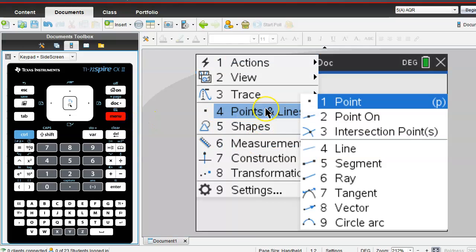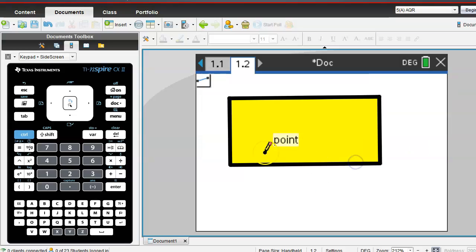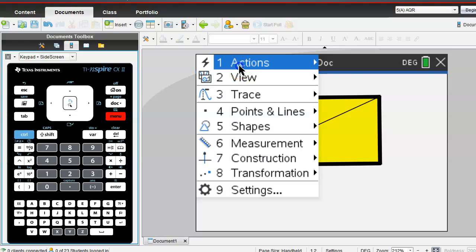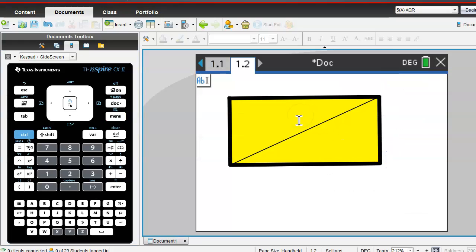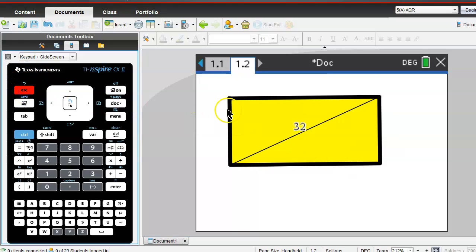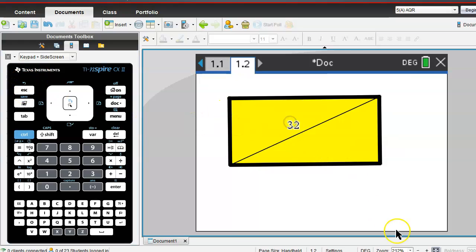So I'm going to go ahead and draw a diagonal here. There's my diagonal. And we're going to let that be 32 inches. All right, so here it is. Let's finish labeling this.